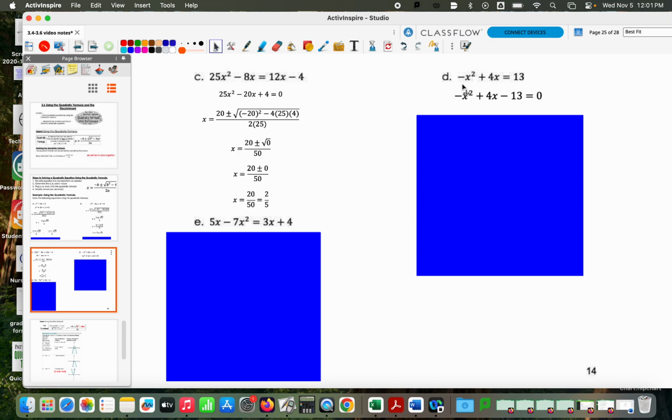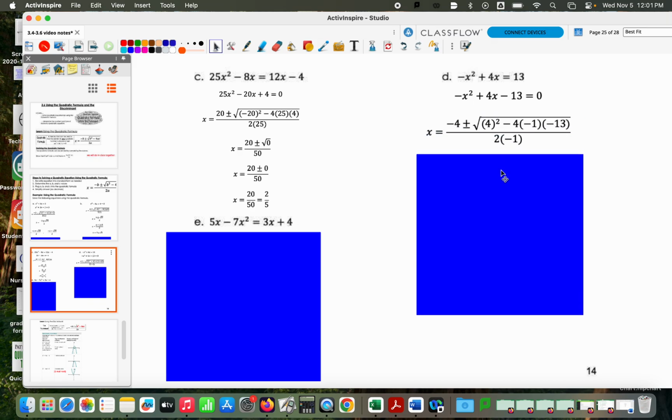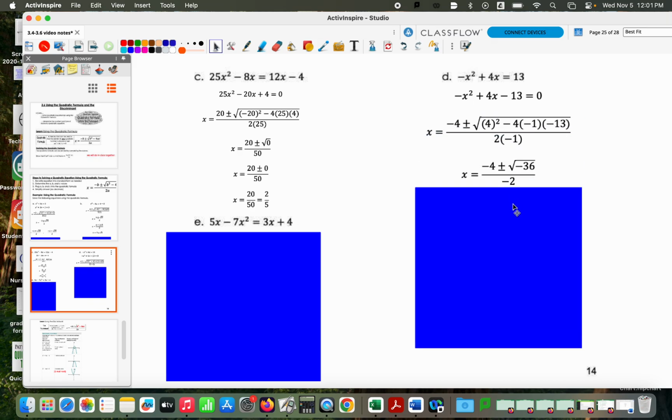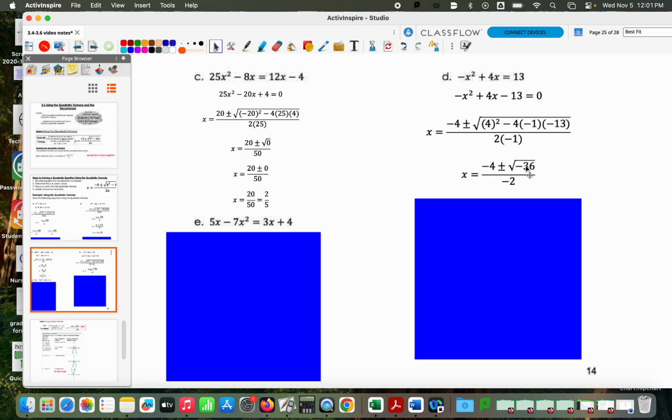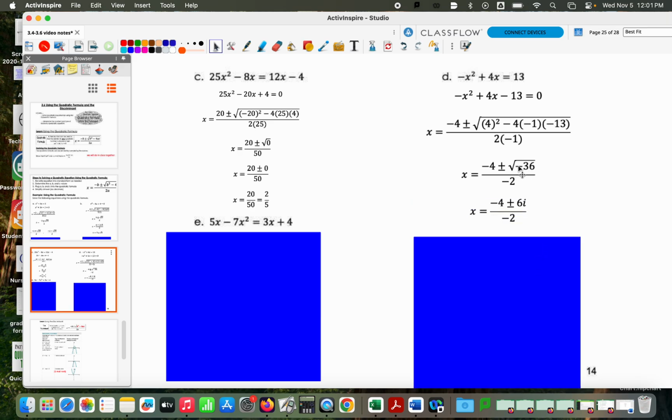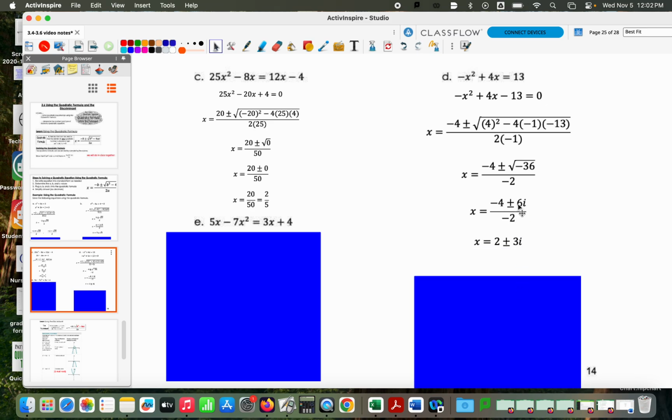All right, again, get it equal to 0. We just have a -1 for our A here. So I'm just going to plug everything in. When I go to simplify, these numbers combine to get -36. I can't square root a negative because that's going to be i. I can square root 36 to get 6. So how about we simplify this down to plus or minus 6i. Notice both of these could be divided by -2. -4 divided by -2 gives you +2. Since we have the plus and minus, it really just stays plus and minus. And 6 divided by 2 makes it a 3i.